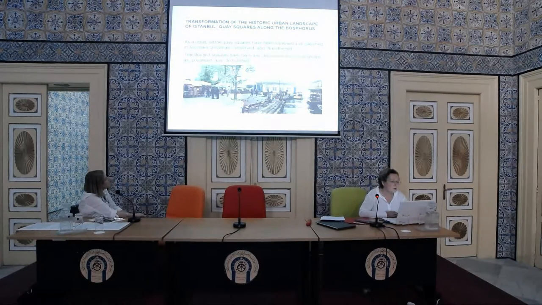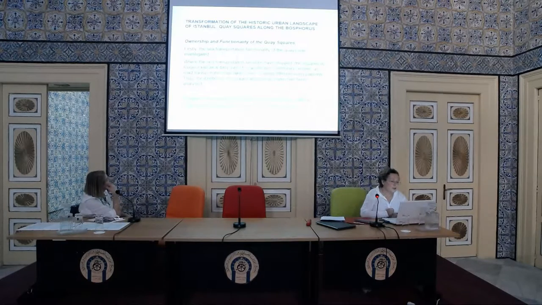As a result, all the quay squares have been analyzed and classified into two main groups as conserved and transformed. Transformed squares have also been divided into subgroups as privatized and demolished. Unfortunately, we will see most of them have been lost.